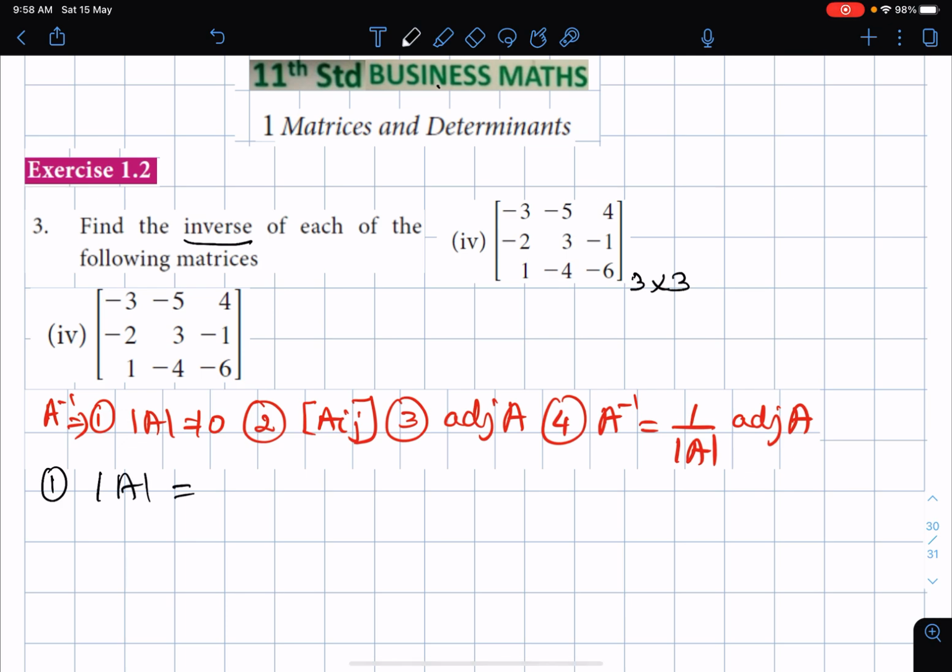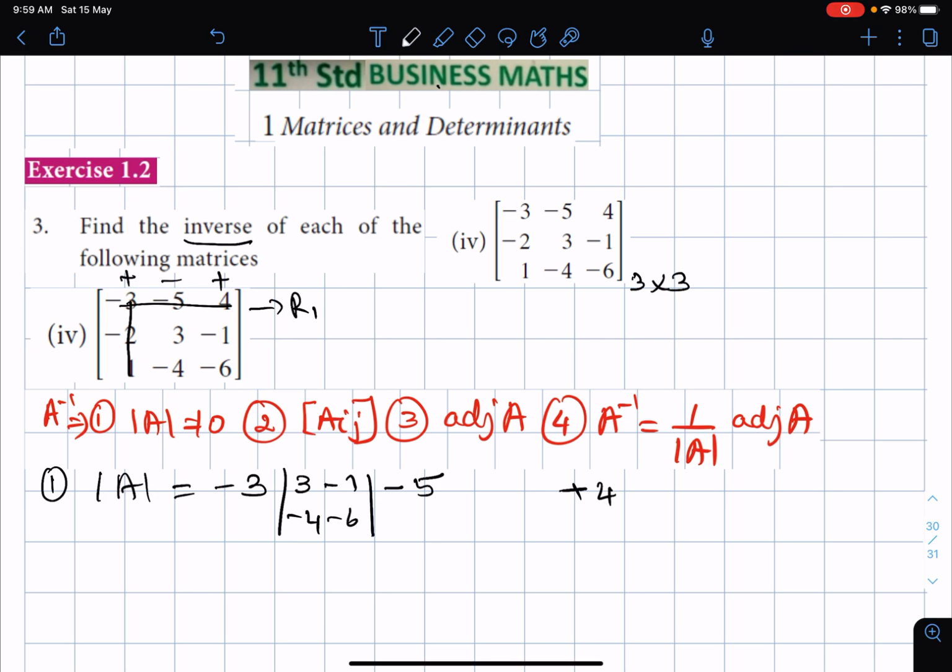What is determinant A? You are going to expand through row 1 and your sign convention is going to be plus, minus and plus. So the first element is minus 3, the second element is minus 5 and the third element is going to be plus 4. Now taking the first row, the first element means first column and first row. So your minor is going to be 3 minus 1, minus 4 minus 6.